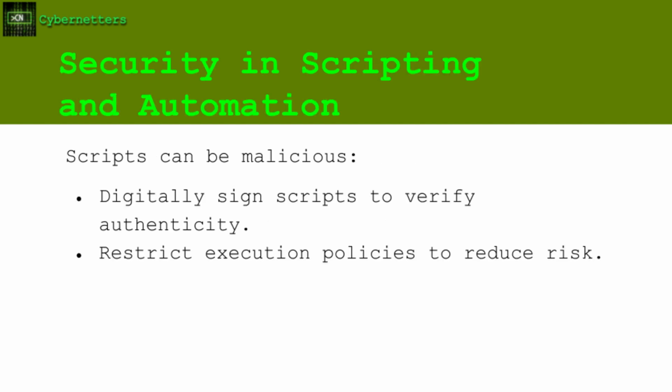While scripting and automation are incredibly powerful, it is important to remember they can also pose security risks. Malicious scripts can be used to exploit systems, so it's essential to take precautions. So first is digitally signed scripts, which ensure that the script comes from a trusted source and hasn't been tampered with. And second, restricting execution policies, which limits what scripts can run, such as requiring signed scripts, which helps reduce the risk of running harmful code. By implementing these security measures, you can use automation safely and effectively in your IT environments.